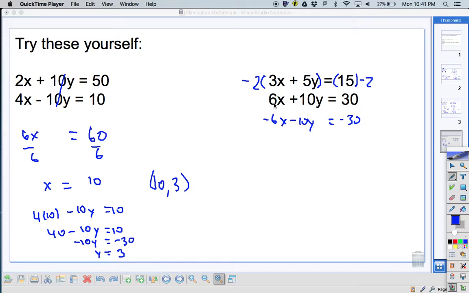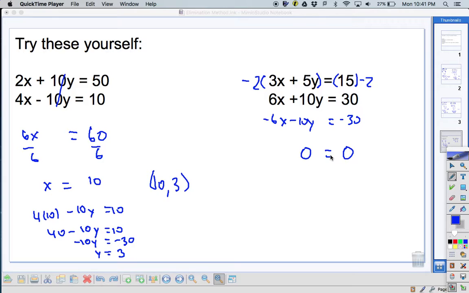So adding these up, I got 6x minus 6x is nothing. 10y minus 10y is nothing. Since I have nothing on the left-hand side, I got to put a 0 over there. On the right-hand side, I got 30 minus 30, which is nothing. Well, this is an interesting situation. I end up with 0 equals 0.